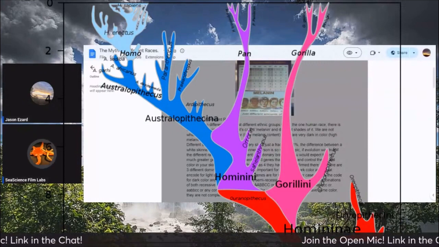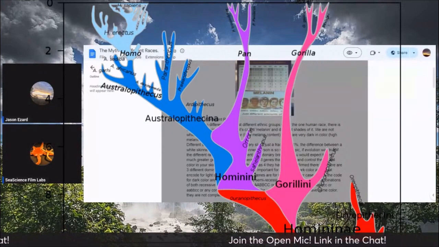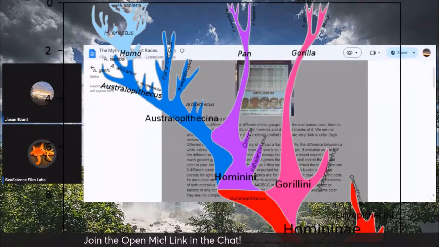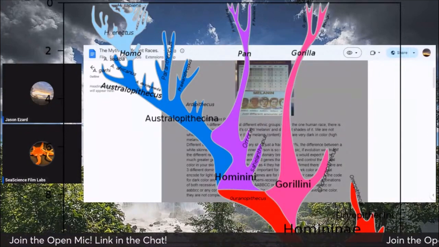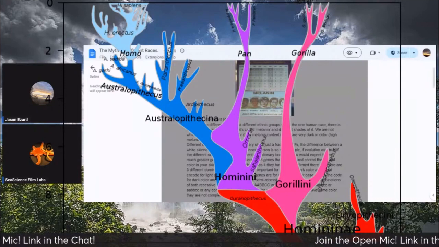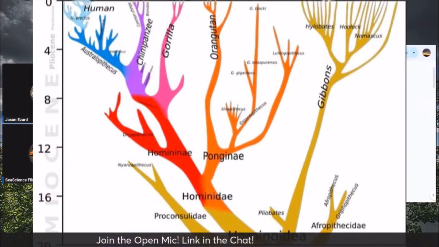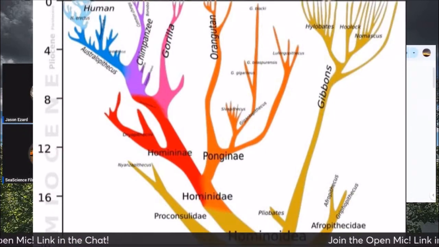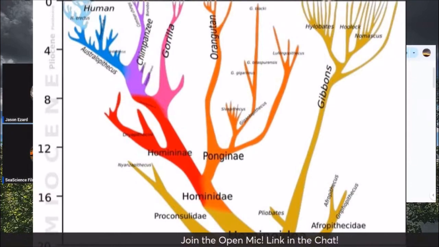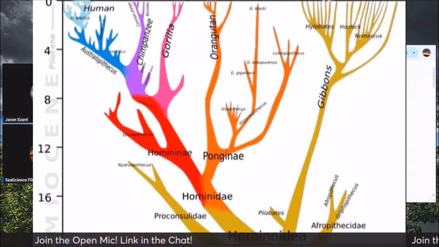So I guess what my point is, we're supposed to be more closely related to the chimpanzee than the gorilla. And then even more closely related to the chimpanzee than the orangutan and the gibbons, which are really far out. So, that's human evolution for you.